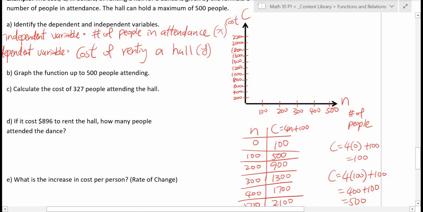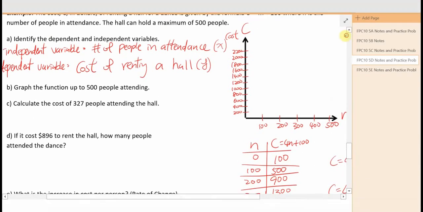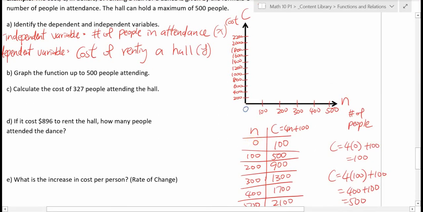Okay, so we can plot the points. Let me do that in blue. When n equals 0, the cost is $100, so roughly there. When n is 100, the cost is 500, exactly halfway between 400 and 600, somewhere there. 200 and 900 will be right here. 300 and 1300 will be here, roughly speaking. I'm doing my best to estimate it. 400 and 1700 will be right here, and 500 and 2100 will be right here.